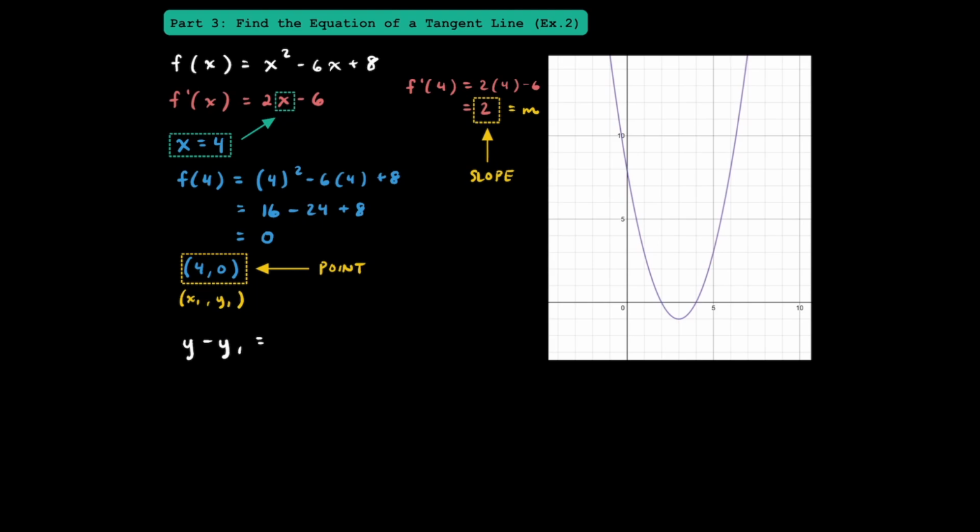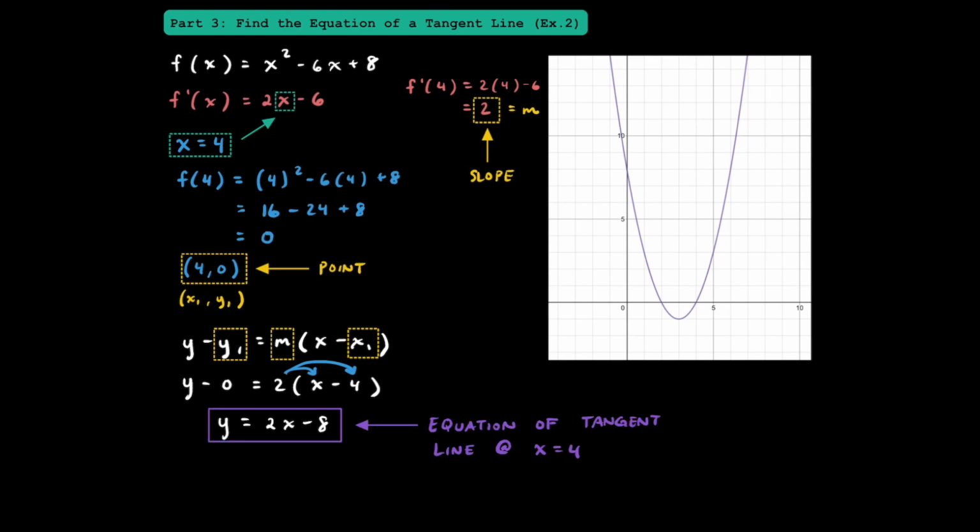We have y minus y1 is equal to m times x minus x1. Substituting in, we're going to get y minus 0 is equal to 2 times the quantity of x minus 4. Distributing and simplifying this a little more, we're going to get y is equal to 2x minus 8. y equals 2x minus 8 represents the equation of a tangent line at x equals 4.